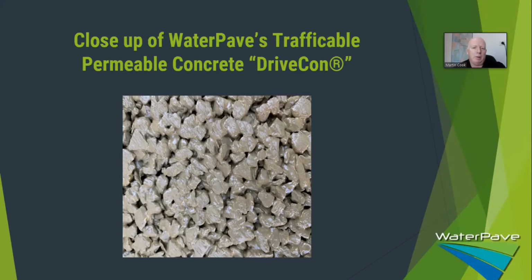There again, a close-up of a trafficable permeable concrete, dry-con product. Now you can see that it's quite moist and it's a high content of cement in it. And you can see that the cement is actually bridging across the aggregate to hold it all together. And that's what you're trying to achieve when you're producing a permeable concrete.